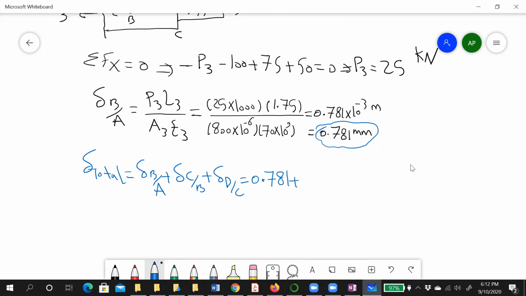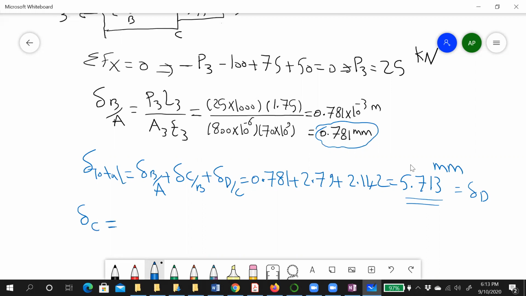0.781 plus 2.79 plus 2.142, then 5.713 millimeter, right? This is delta total, and it also equals delta D, at the end, as we discussed. Let's also find delta C and delta B. The purpose is this one. This is very important. But let's just find delta C and delta B.